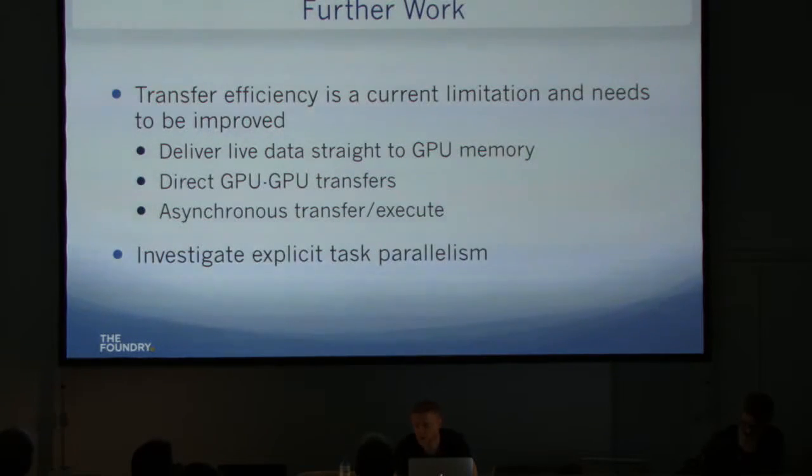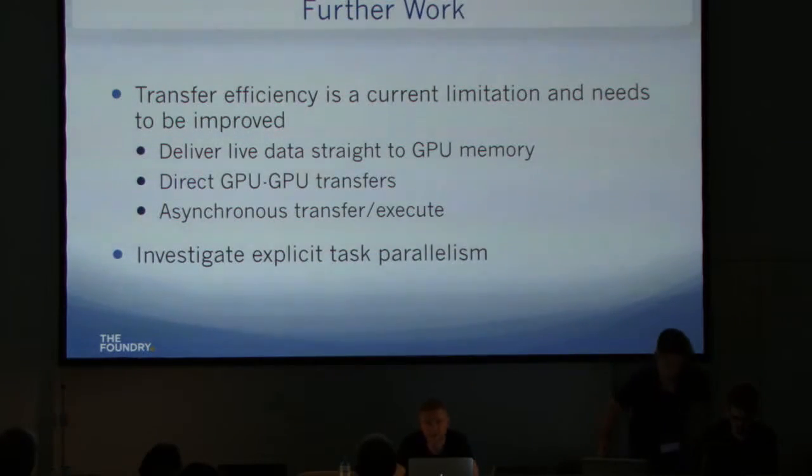Further work, we want to focus on this transfer limitation. We need to look at better technologies of getting the data between the devices. For instance, there's lots of technologies out there for delivering live data straight to GPU memory, so we're going to look into those. Direct GPU to GPU transfers. At the moment, in order to get data from one GPU to another, it goes through CPU RAM, so that's not very efficient.